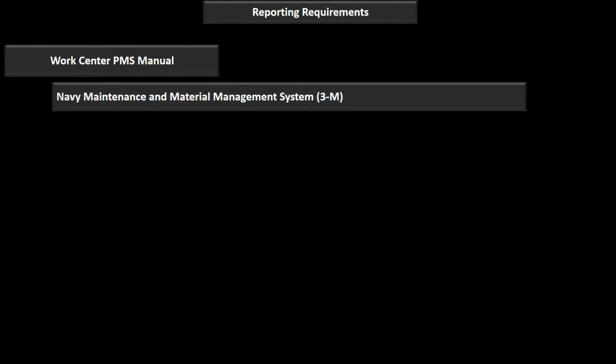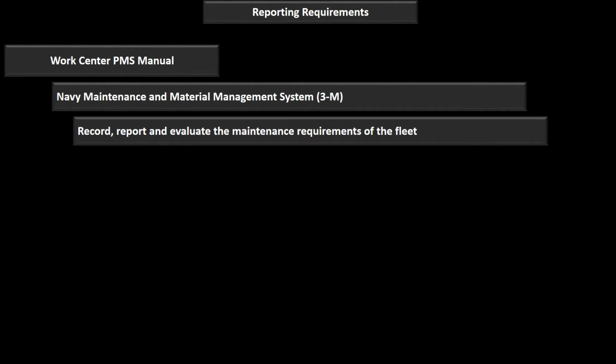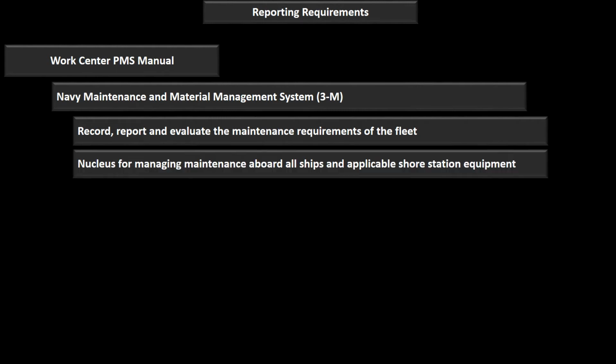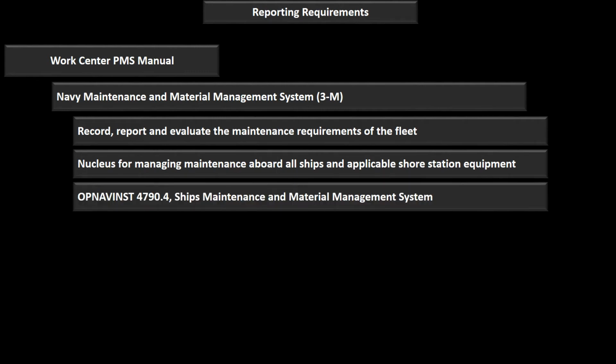Next, we're going to discuss the Work-Centered Plan Maintenance System Manual. This all falls under the Navy's Maintenance and Material Management System, or 3M. What we use 3M for is to record, report, and evaluate the maintenance requirements of the fleet. It is the nucleus for managing maintenance aboard all ships and the applicable shore stations and equipment. Guidance for the 3M system can be found in OpNav Instruction 4790.4, Ship Maintenance and Material Management System.